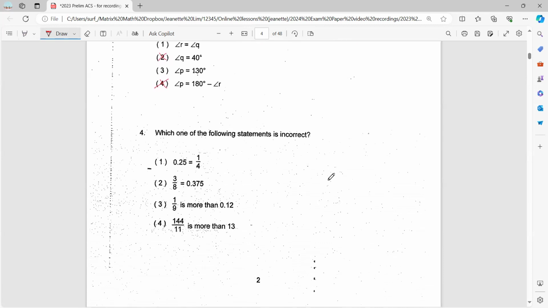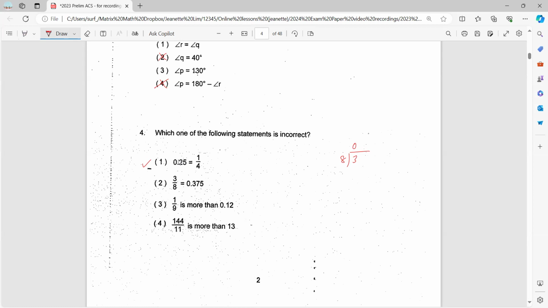Question 4, which of the following statements is incorrect? Okay, the first one, 0.25 is 1/4. So this is correct. 3/8 is 0.375. Is it true? So if you do your working, 3/8 is 3 divided by 8.